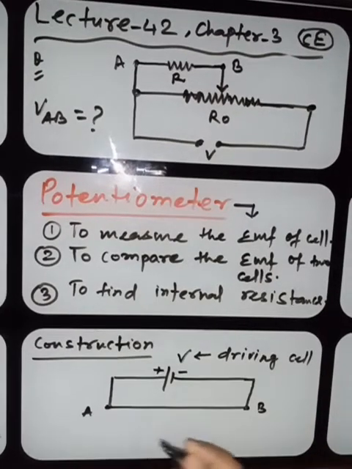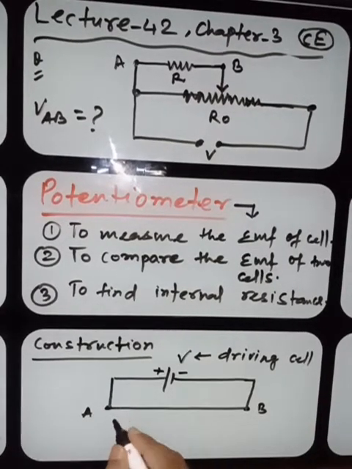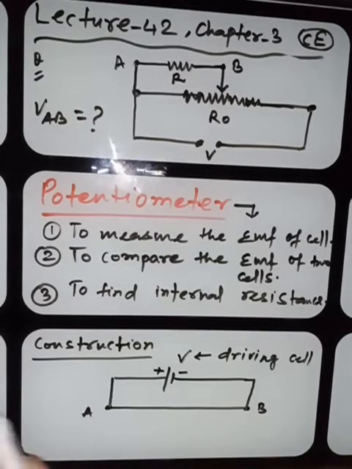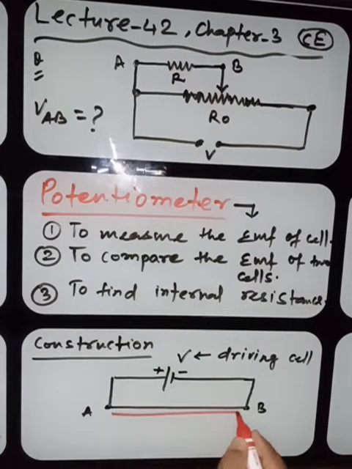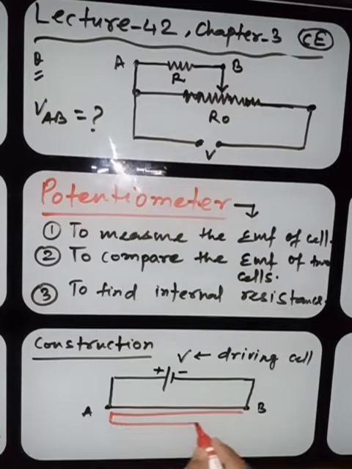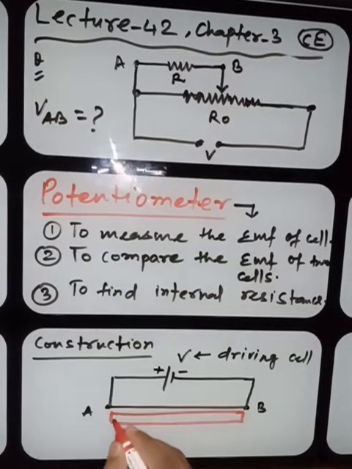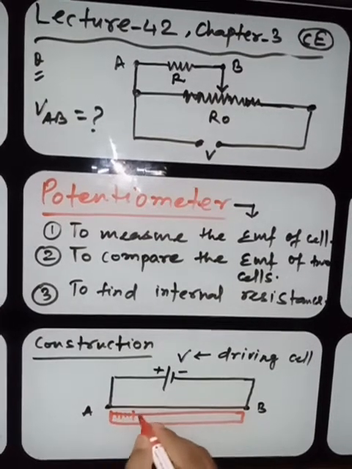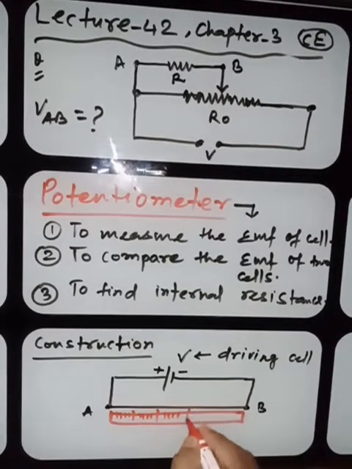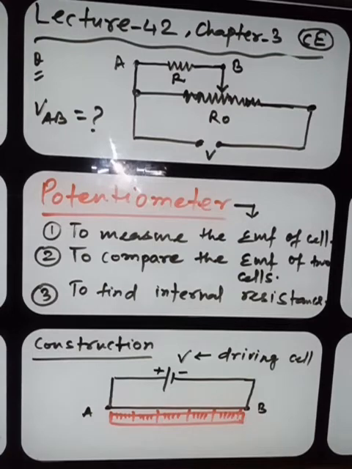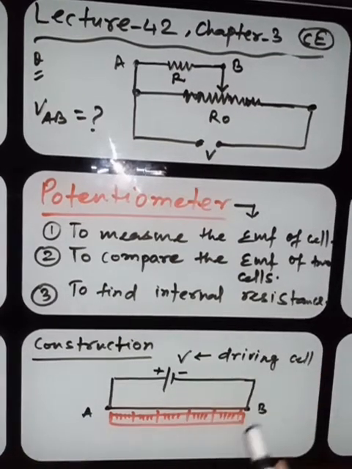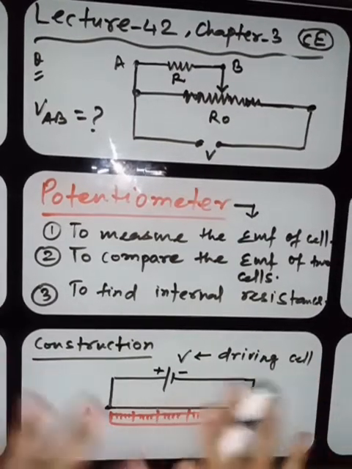Now this particular wire is attached on a scale as the meter bridge was attached. It is provided with a scale. So this is the scale, and this is the internal circuit of potentiometer, nothing else.